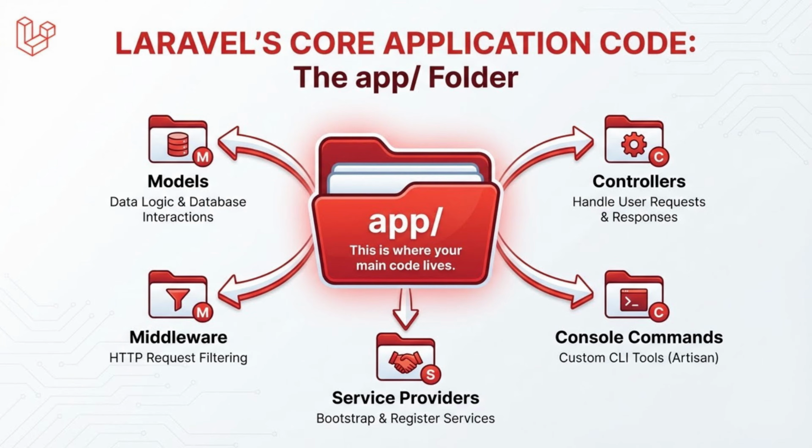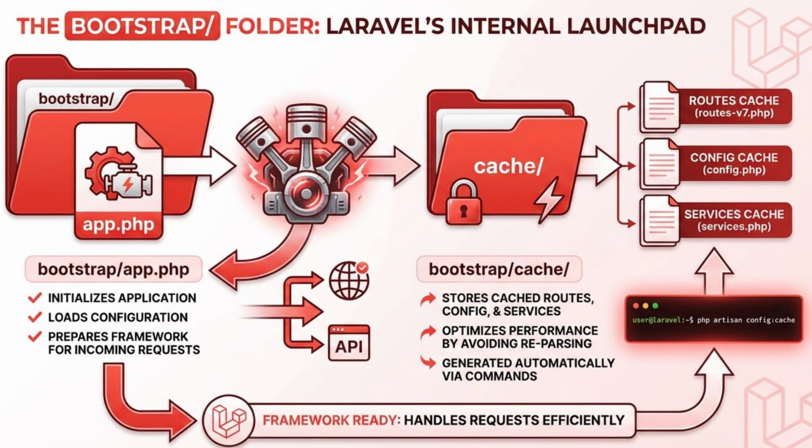In this section of the Laravel structure, we're looking at the Bootstrap folder, which acts as the internal launchpad of the entire framework. Before Laravel can process any request, it has to prepare itself, load its core components, and assemble everything it needs to run smoothly. That entire preparation phase happens inside the Bootstrap directory.